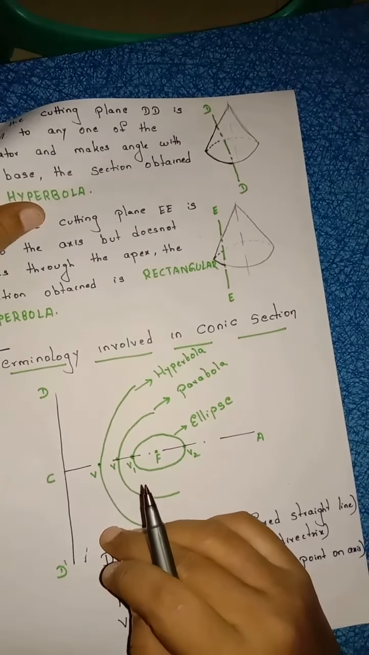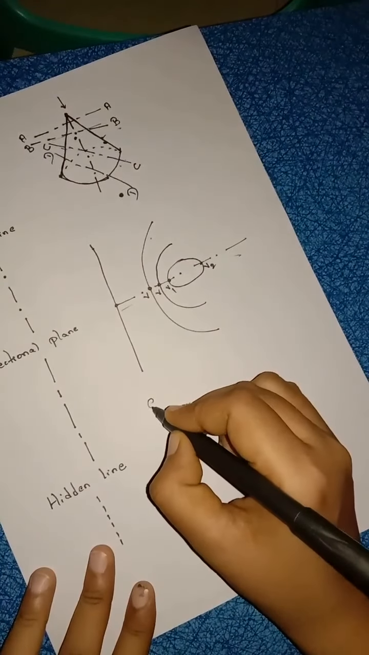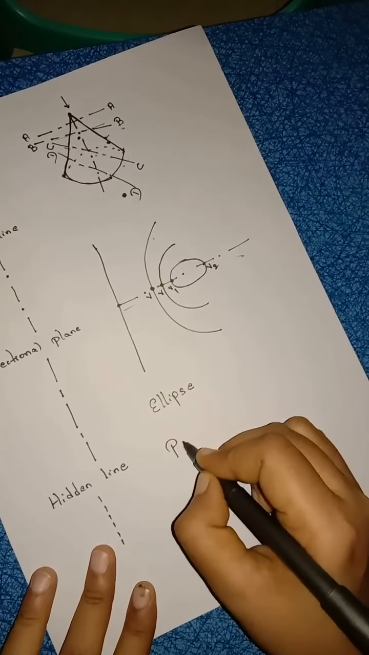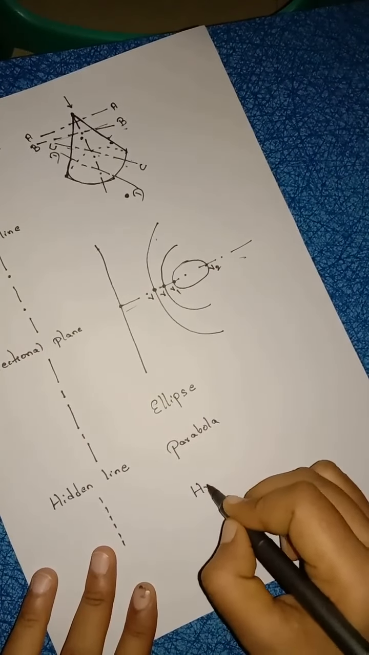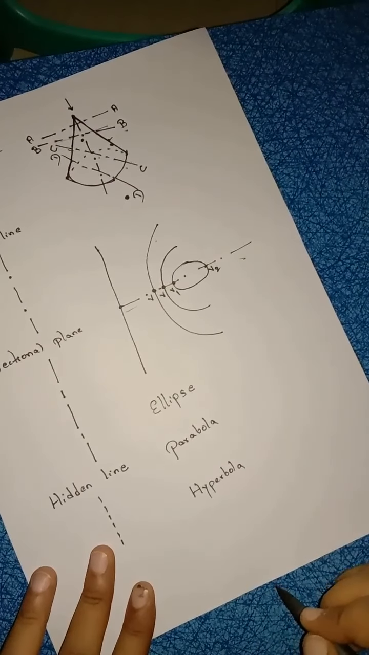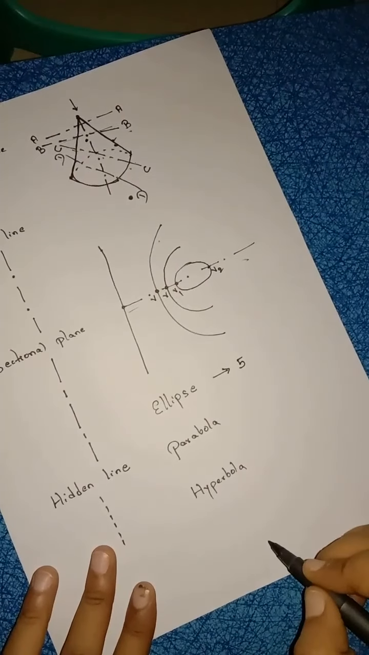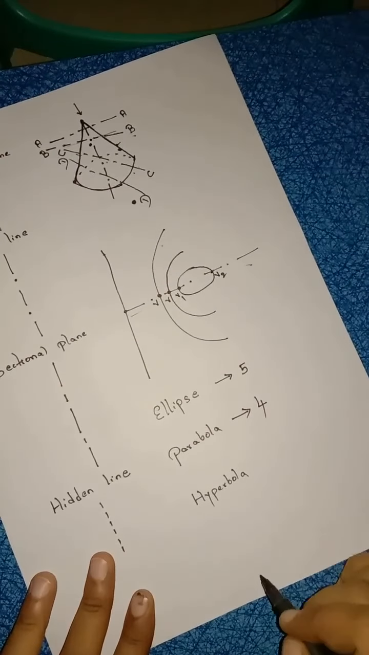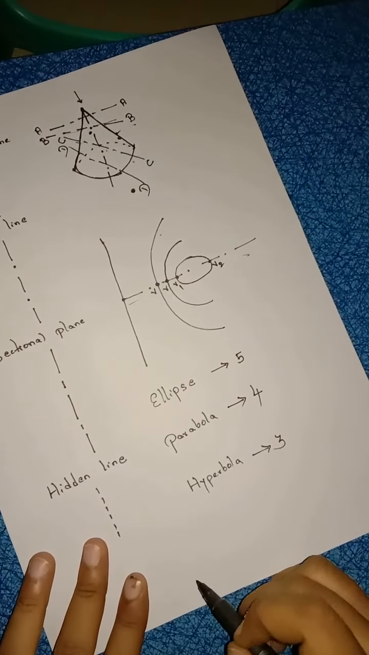Now, in conic sections we are going to learn about ellipse, parabola and hyperbola. In ellipse we are going to draw 5 methods, in parabola we are going to draw 4 methods, and in hyperbola we are going to draw 3 methods.